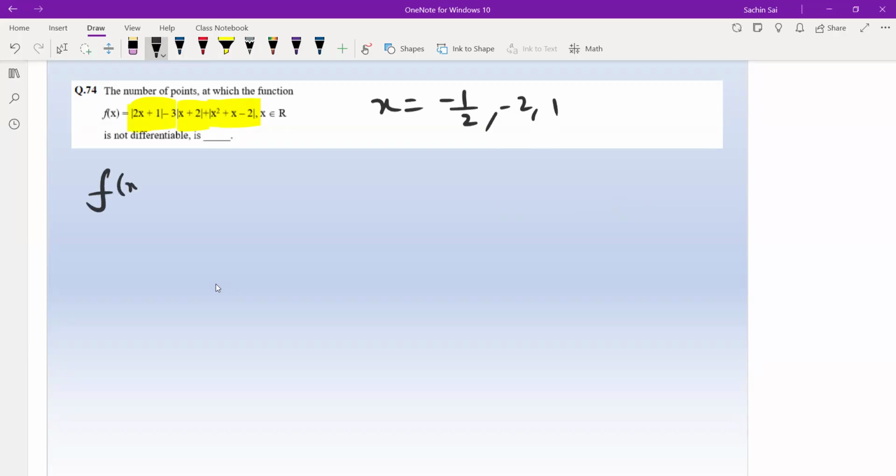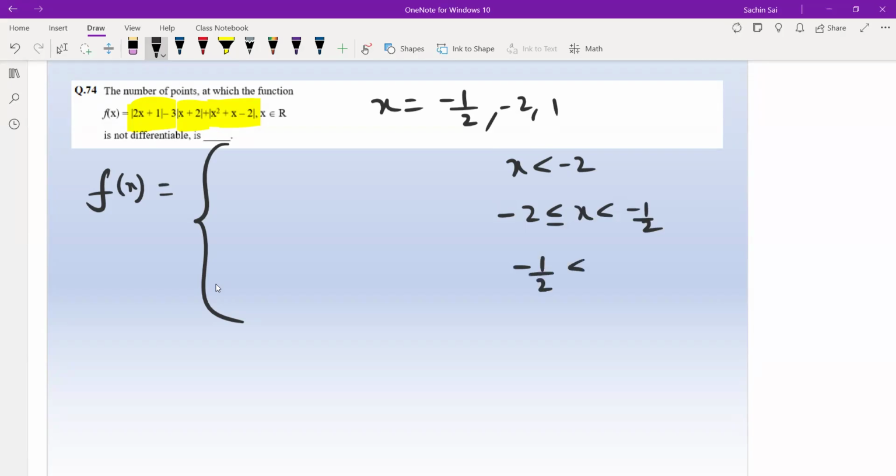So I can say f of x will have one definition for x less than minus 2, another definition from minus 2 to minus 1 by 2, another definition from minus 1 by 2 to 1, another definition for x greater than or equal to 1, right? Because the definition changes at minus 2, minus 1 by 2, and 1, you have to break the domain into these intervals. There are 3 points, so there'll be 4 intervals.